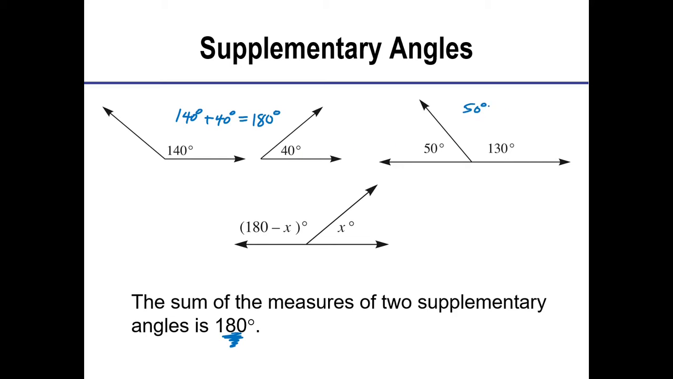Similarly, 50 degrees plus 130 degrees also adds up to 180 degrees, which is actually a straight angle. So 50 degrees and 130 degrees are also supplementary angles. In the last drawing, I take 180 minus x degrees and add that with x degrees. It does sum up to 180 degrees and therefore they are also supplementary angles.